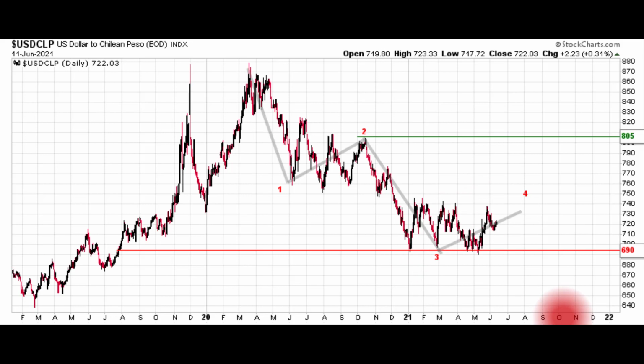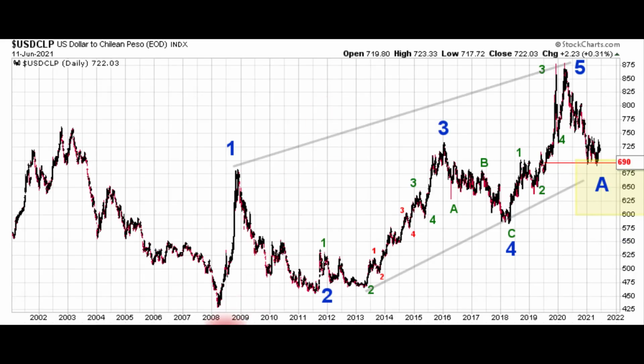Overall, I'm not confident that it's at the start of a much larger 5-wave advance. Now, if it can reverse higher and move above 805, that changes everything. It looks bullish. But here's what I do think is going on instead. And again, it's not an easy chart, and that's why it was such a challenge.